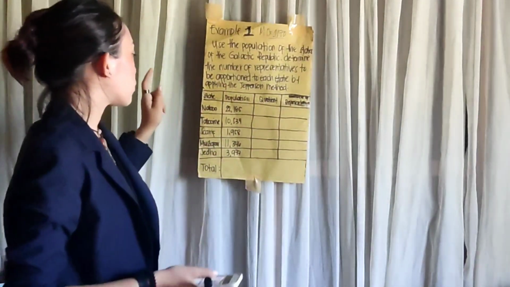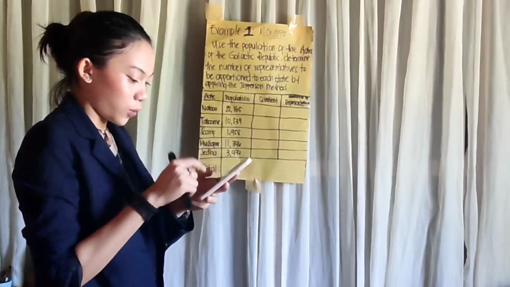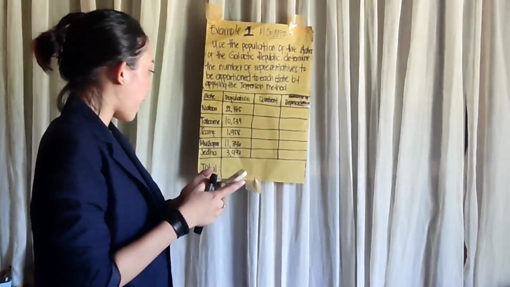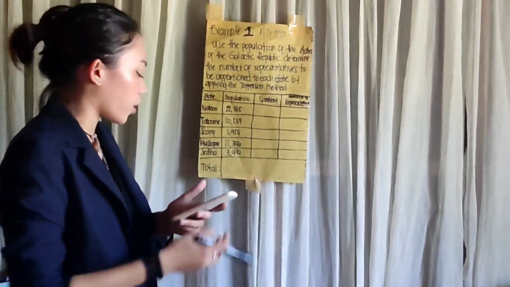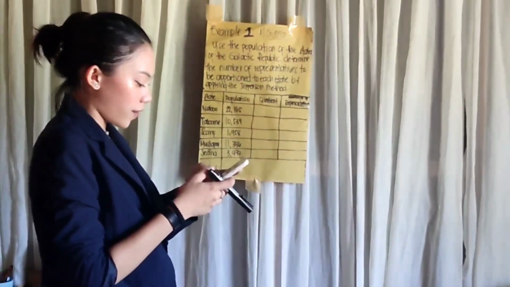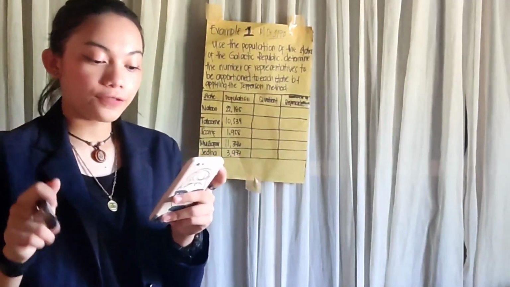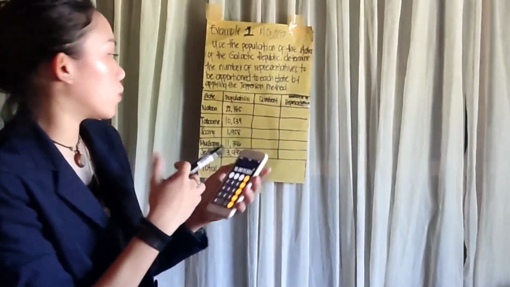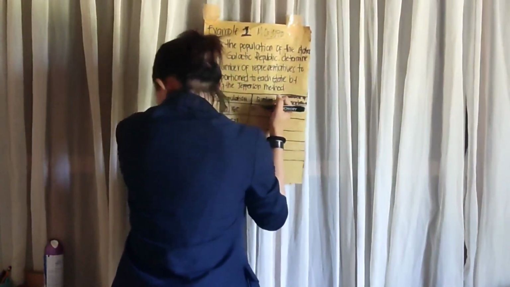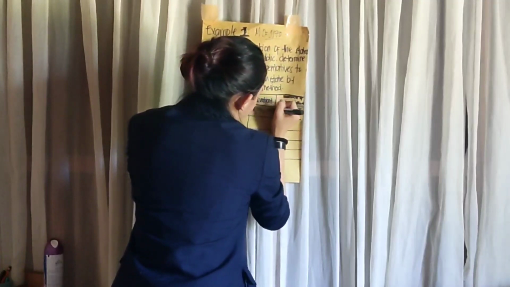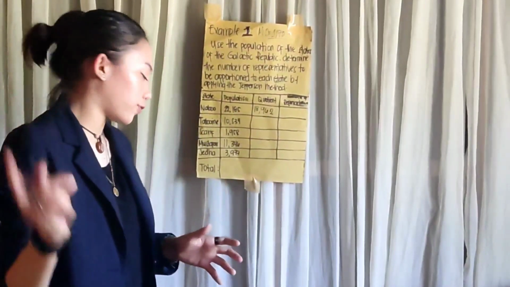So, 22,185 divided by 1,170, which is our modified standard divisor, is equal to 18.962. We use the decimal form.